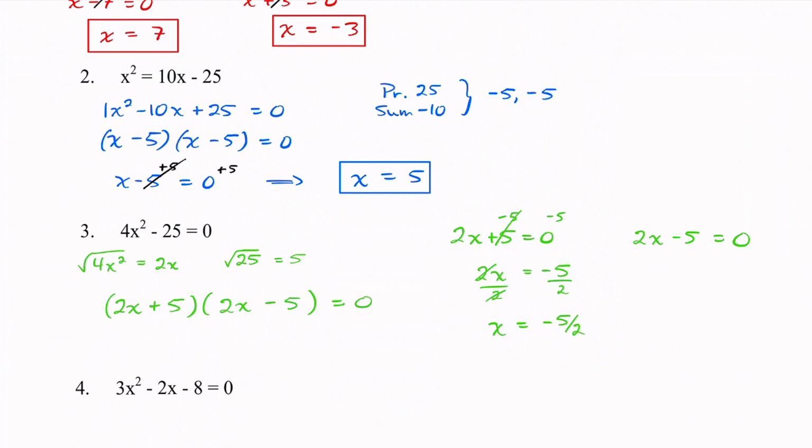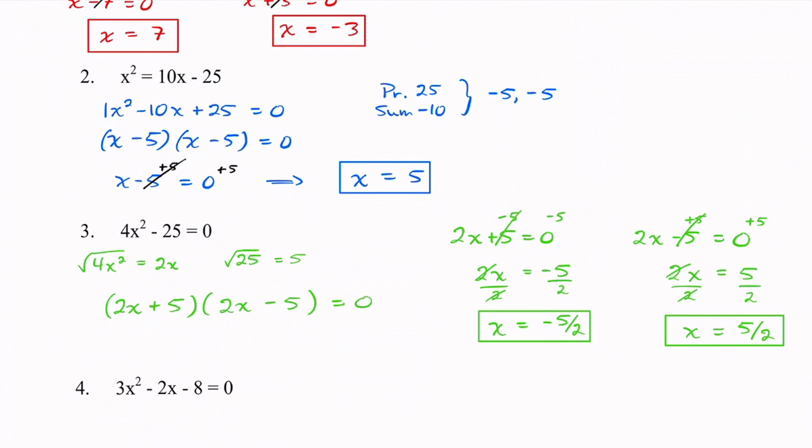negative 5 over 2. And similarly with the other one, add 5 onto both sides to get rid of that, so 5's cancel. And you got 2x equals 5. Then divide both sides by 2 to get rid of the 2. So we got x equals 5 over 2.